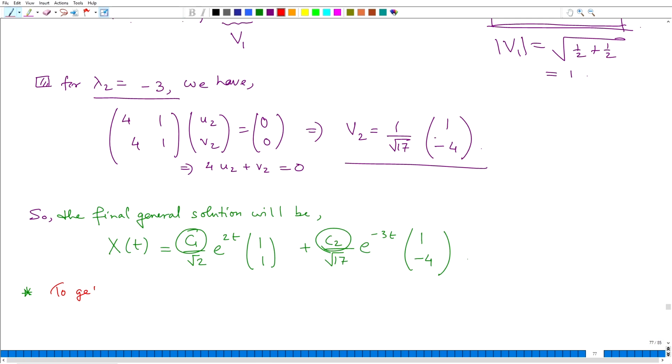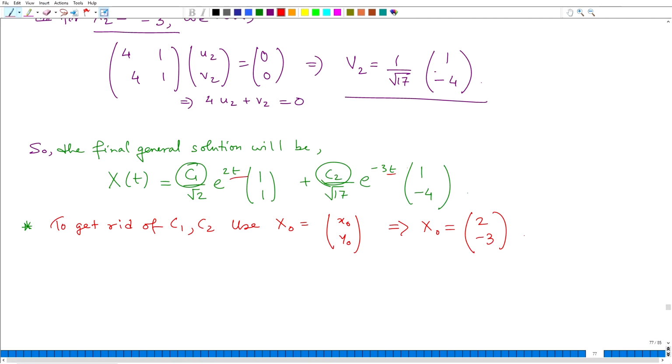To get rid of C1 and C2, use the information about x0, that is x0 y0. Maybe I should write it in a proper way, because they are given as column vectors. So, x0 y0, that means x0 is equal to 2, minus 3. Of course, this is true for t equal to 0.